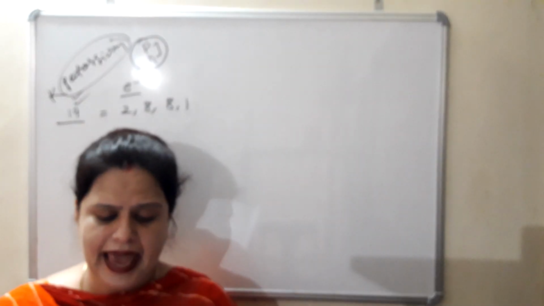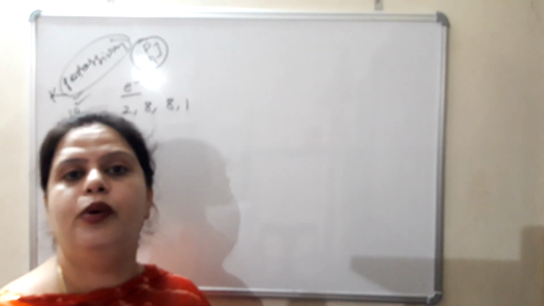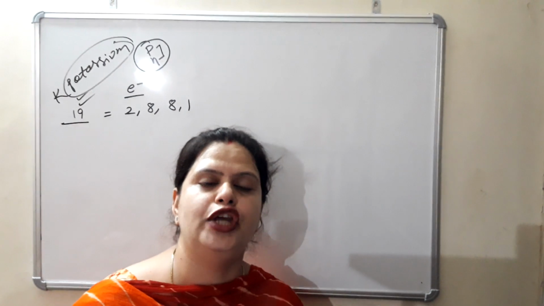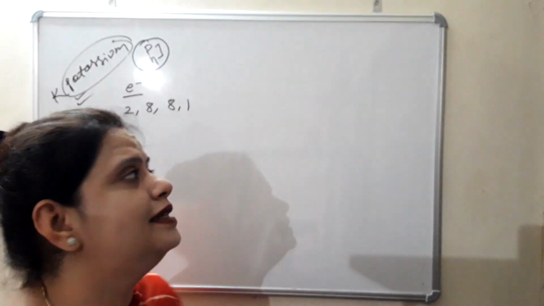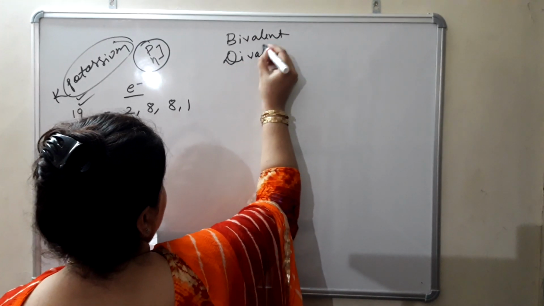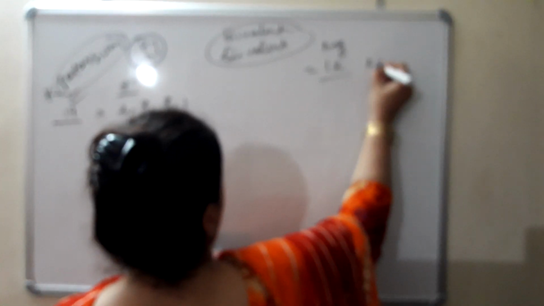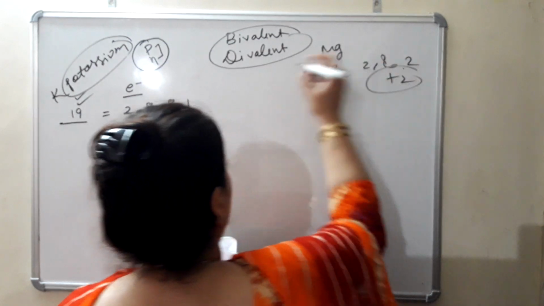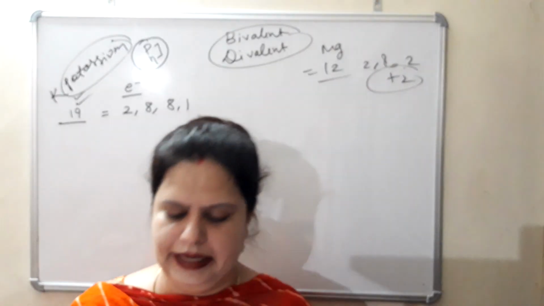Fill in the blanks. Elements having valency 2 are called what? Understand the question. The question is not about elements which exhibit more than one valency. The question is about elements whose valency value is 2. Such elements are called either bivalent or divalent elements. For example, magnesium, atomic number 12, configuration 2, 8, 2, so valency plus 2. There are not many examples. So the term will be either bivalent or divalent.